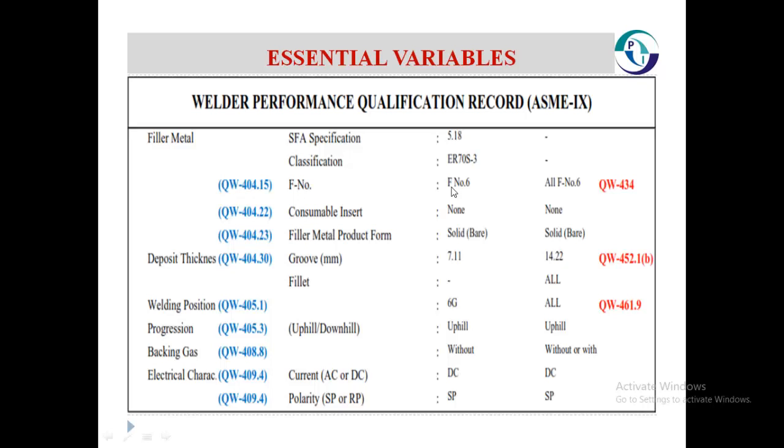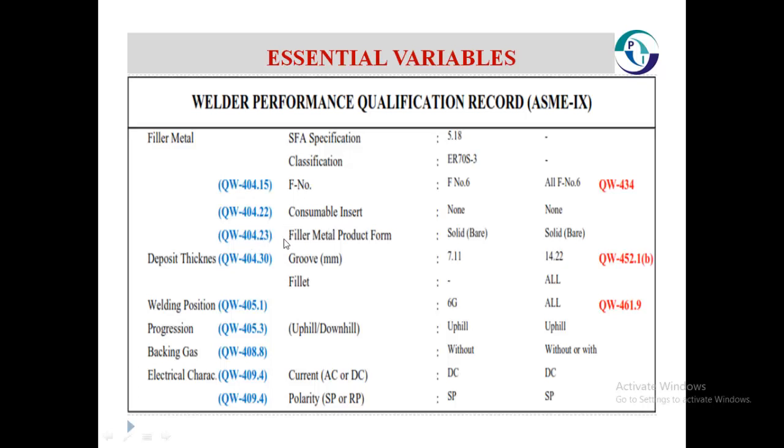In our case, F number is 6, so the welder qualification range is all F number 6 as per the table QW 434. To check the data for the F number, we can check the table QW 434 of ASME section 9. Next is the consumable insert. The addition and deletion of the consumable insert as per QW 404.22 is an essential variable. The consumable insert is normally used on the root run. If there is any change, then we need to requalify our welder for the consumable insert.